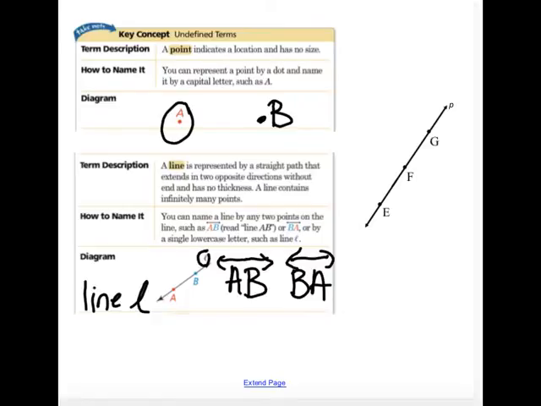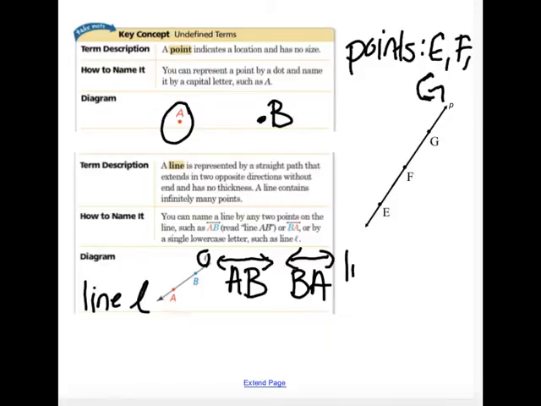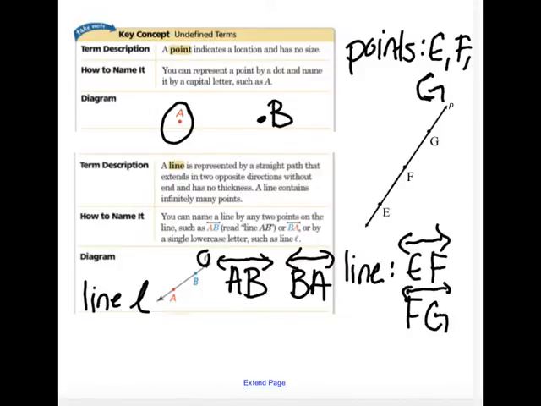We have a line with a couple points. The points that we have are points E, F, and G. So we have 3 different points. And then I can name my line lots of different ways. So I can say line EF with my symbol. I could call it FG, or I could call it line EG. Don't forget your symbol up top.